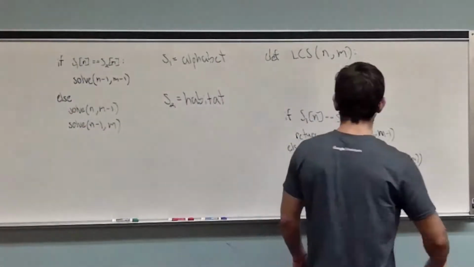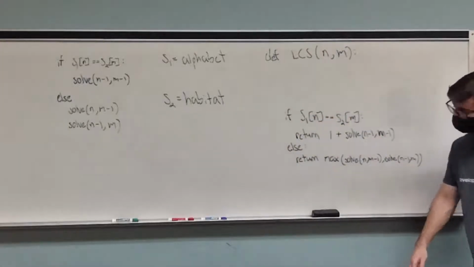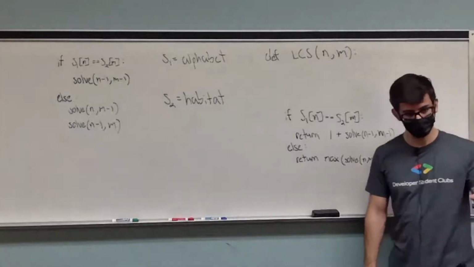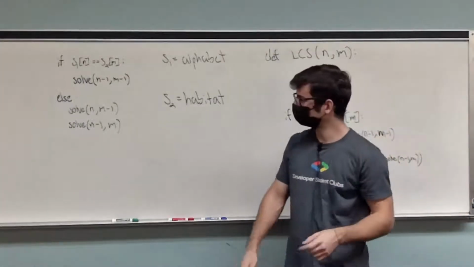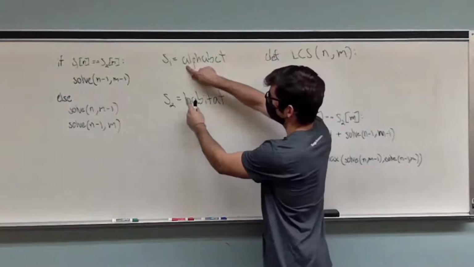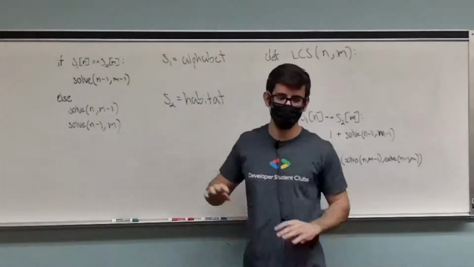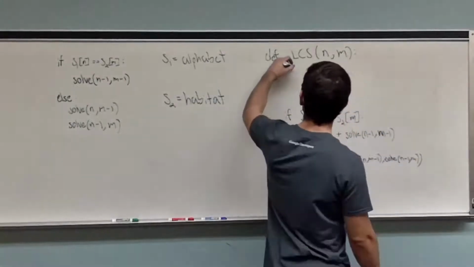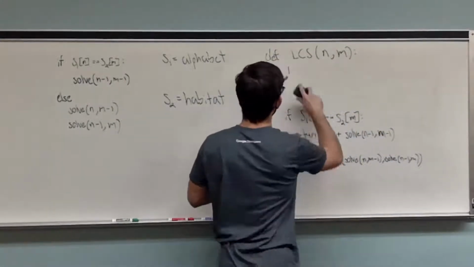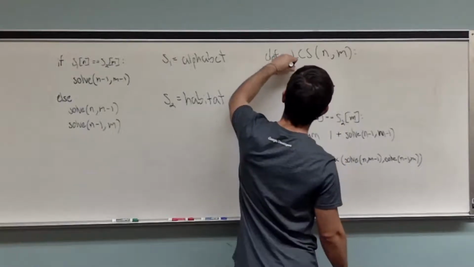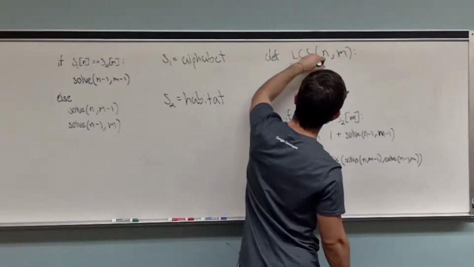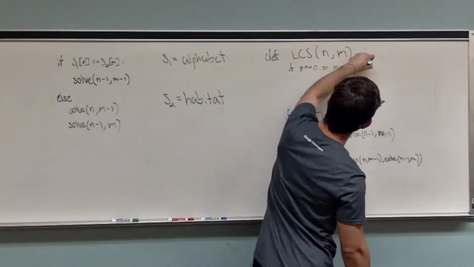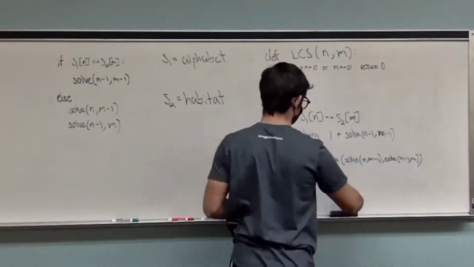So our base case is if n is equal to 0 or m is equal to 0. Let's remember we're indexing with 1. So at 1, they can still match, but 0 is just out of bounds, and we know we can stop there. So let's do that. So if n is equal to 0 or m is equal to 0, return 0.